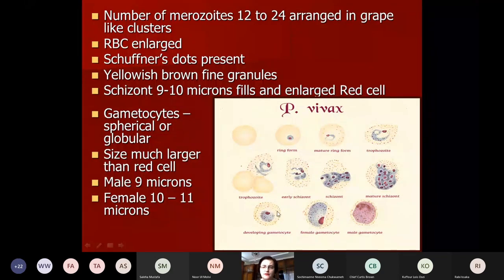Gametocytes. Here you can see developing gametocytes, spherical or globular, size much larger than a red cell. You see, yes, here is the red cell. Here will be the female and male gametocyte.